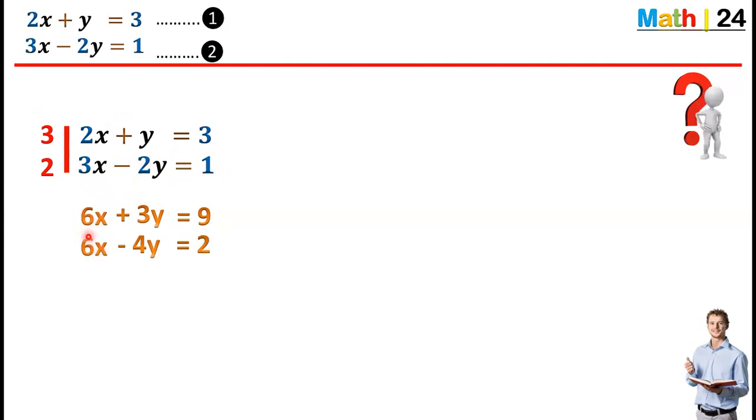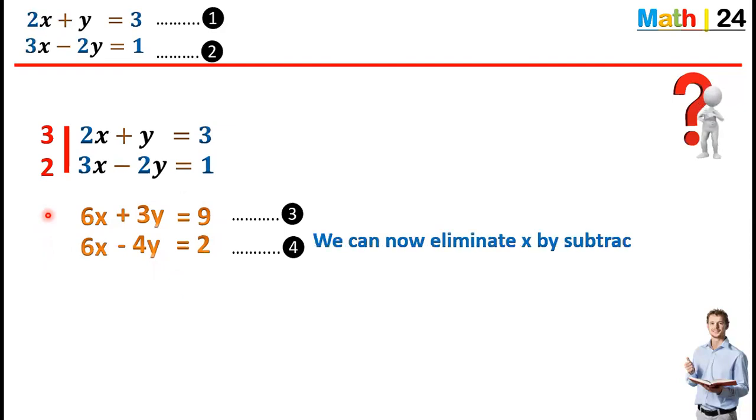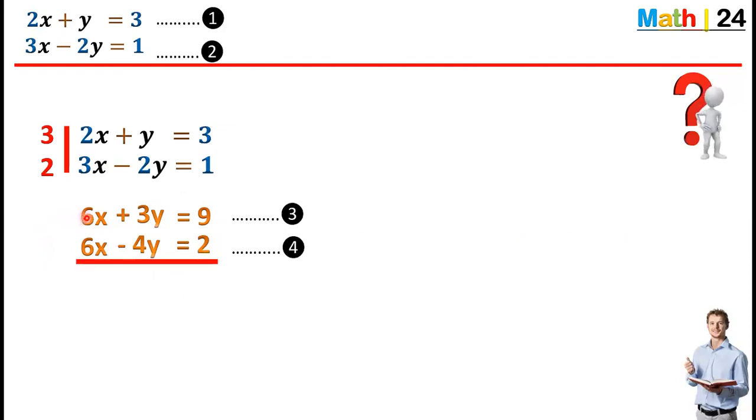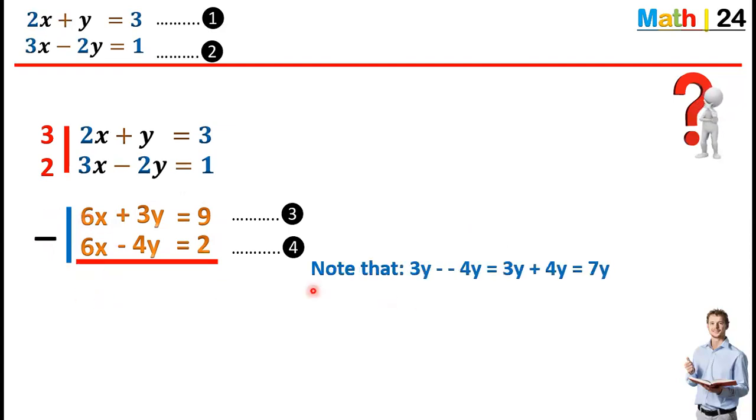This is where we wanted to arrive, and that is where we are. Now that the coefficients are the same, we can do a subtraction, and we call these new equations equation 3 and 4. We will eliminate x. So we have 6x minus 6x, that will give us 0. Then 3y minus 4y should give us +7.